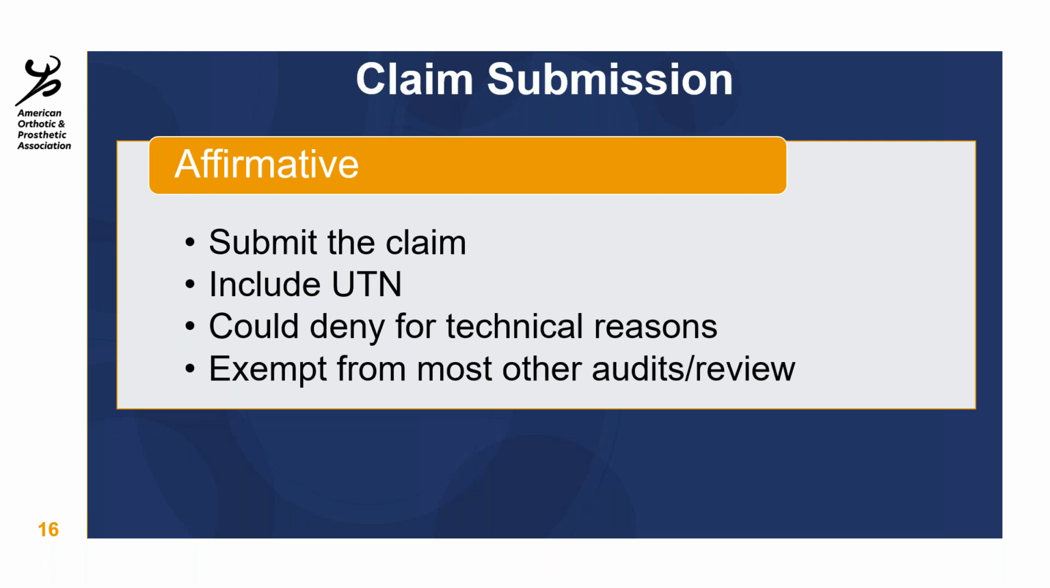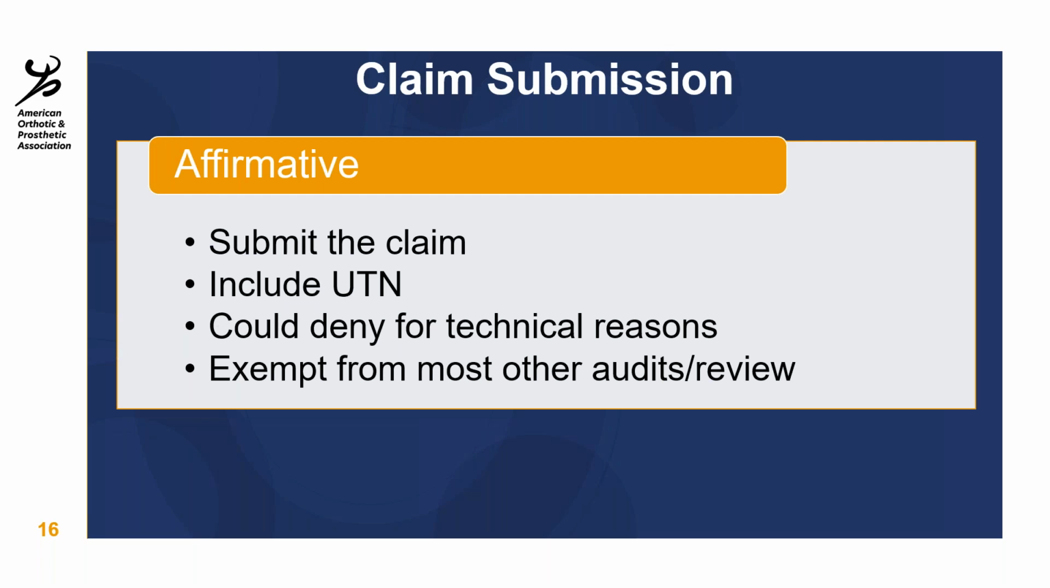If you are submitting a paper claim, the UTN number would be placed in the first 14 blocks or spaces of box 23. If you're submitting the claim electronically, the unique tracking number or UTN would be placed into the loop 23 or loop 24, depending on how it's being processed by your clearinghouse or billing software. So you want to make sure you check with those entities to ensure that you are placing your UTN into the proper channel or proper loop, and then the claim will be processed as normal.